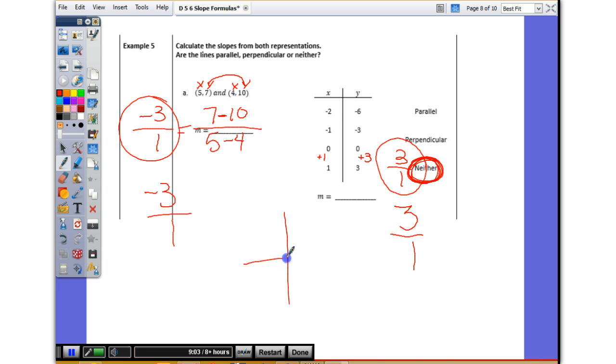You'd have a graph, and you'd have one maybe going like this, and you'd have one going like this. I'm going to do that one up. Maybe have one going like this. So this is going to be more than 90 degrees. They'll intersect, but not at a 90-degree angle. So they're not parallel, they're not perpendicular, so they're neither.